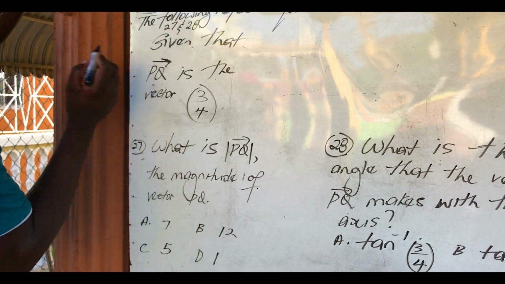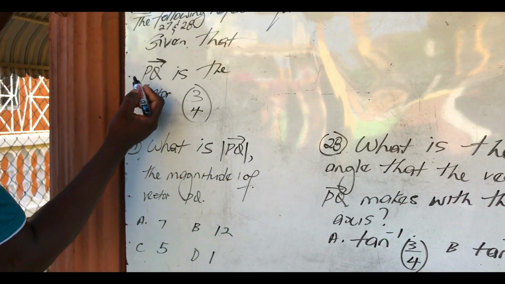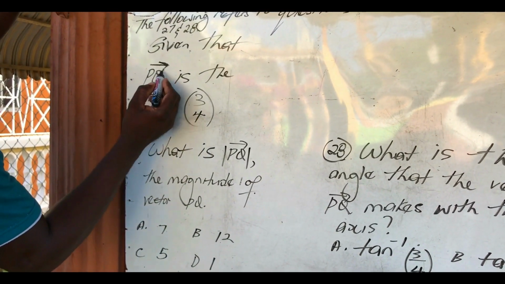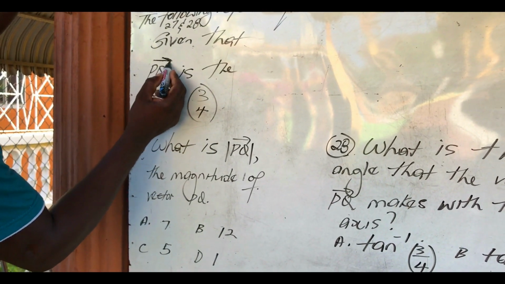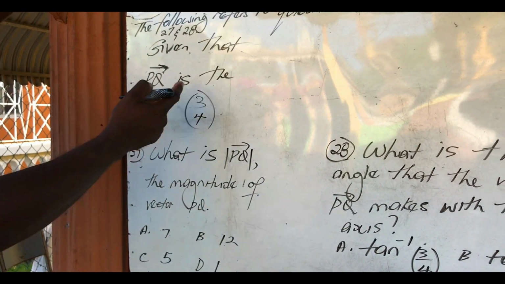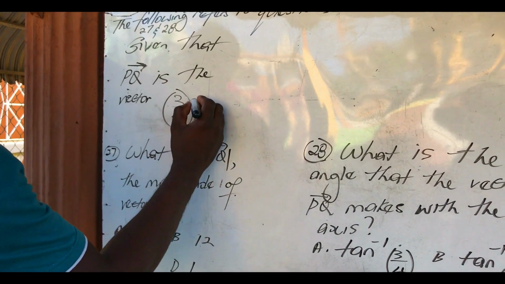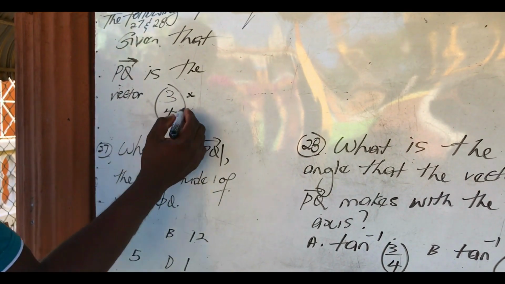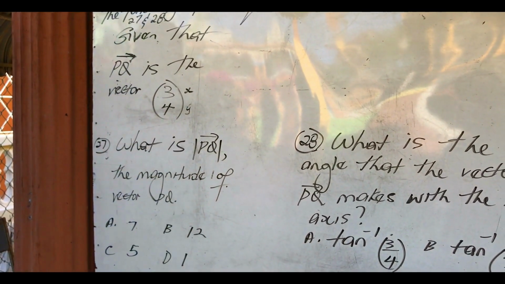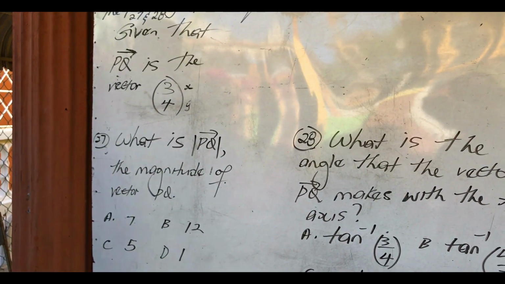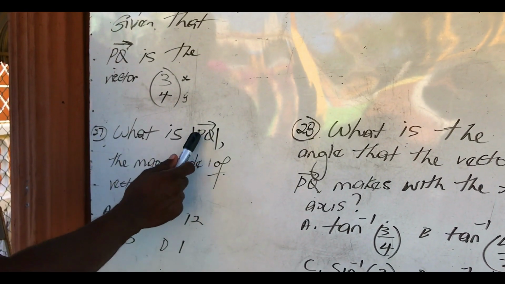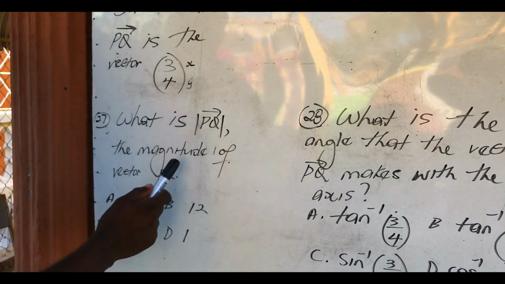Here is a tail of the arrow. It simply means that the vector begins at P and ends up at Q. So it is going towards Q. It is a vector 3, 4. Now we said that the 3 represents the X movement, and the 4 represents actually what we call a Y movement. Now here, what is vector PQ?